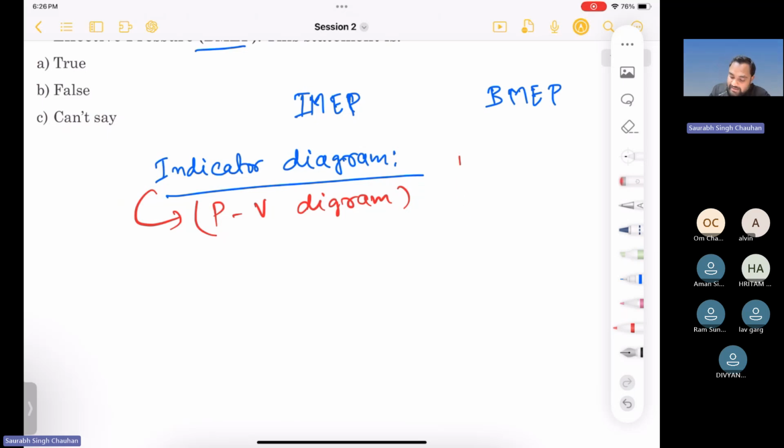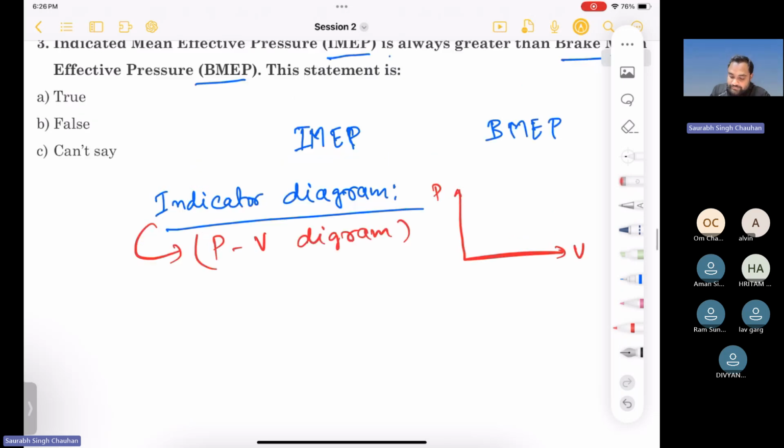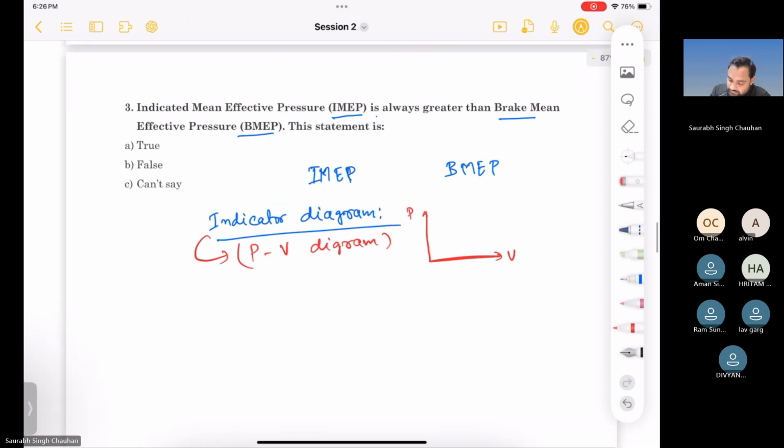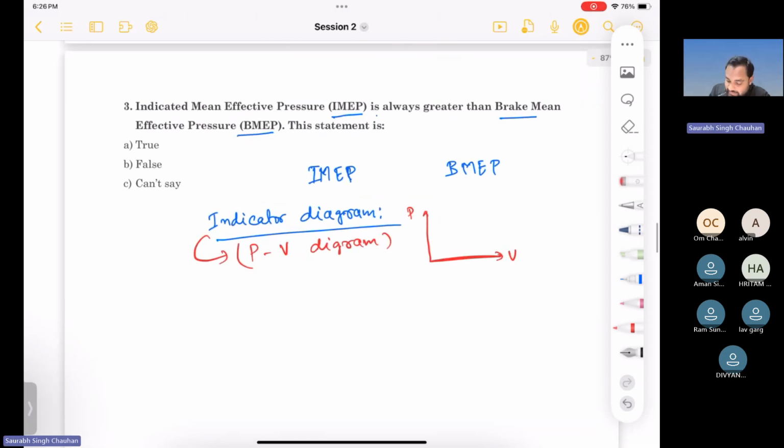And once you have the PV diagram, from the PV diagram you can calculate the minimum volume, the maximum volume, and the profile of pressure, right? From this diagram you can also calculate the work done.